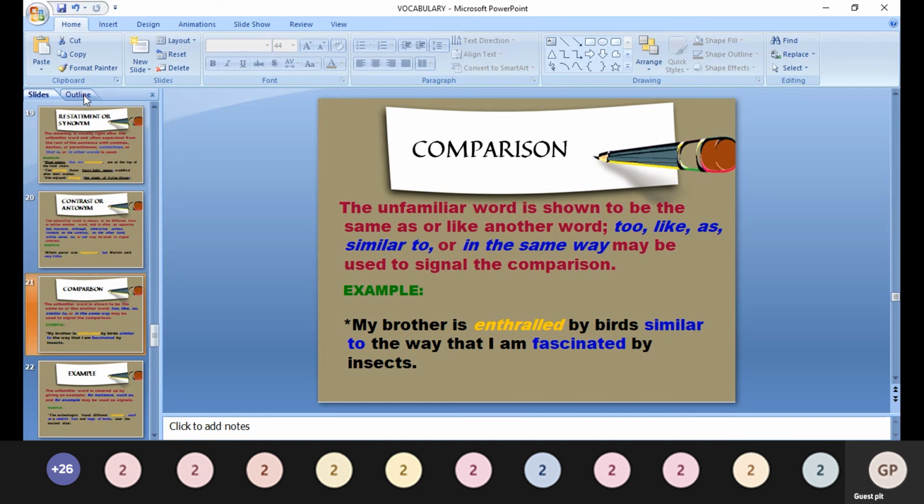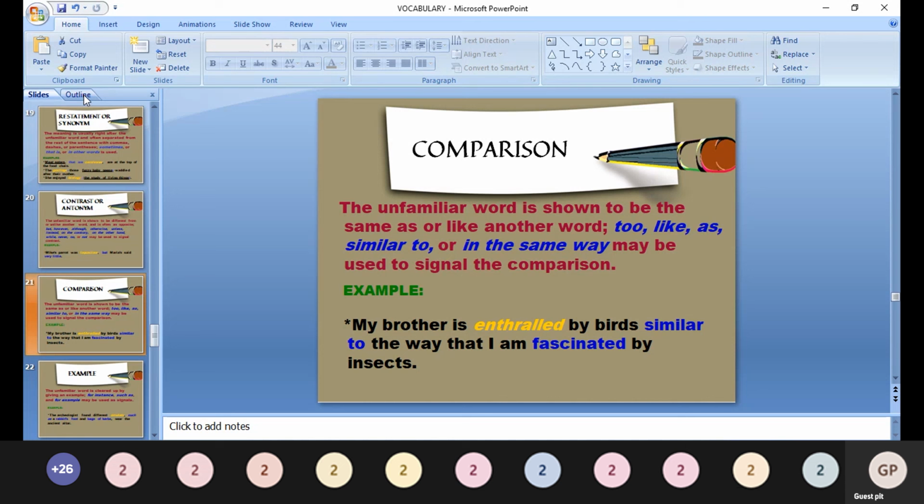Oh, you don't know the meaning of enthralled. I don't know what the meaning is. So, my brother is enthralled by birds, similar to the way that I'm fascinated by insects. So you're fascinated. So you love insects. You've got a passion. You have a liking towards insects. So enthralled, similar to the way.